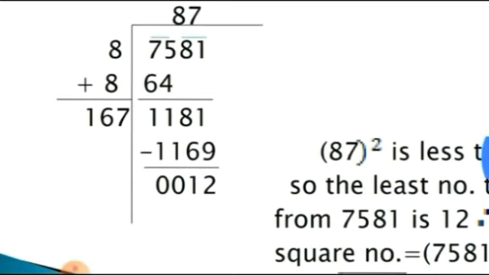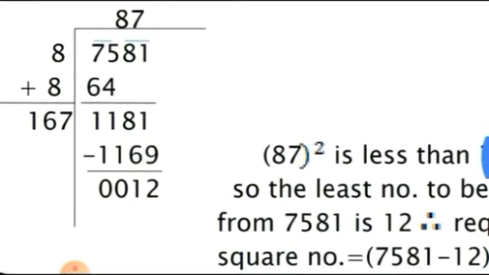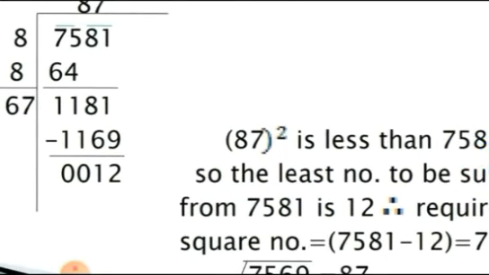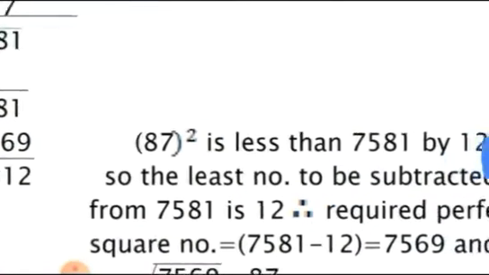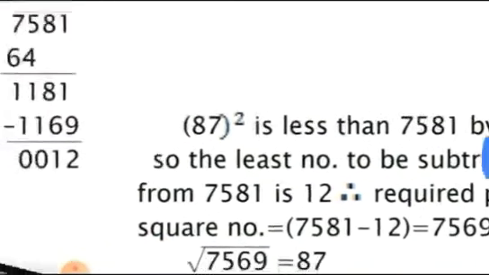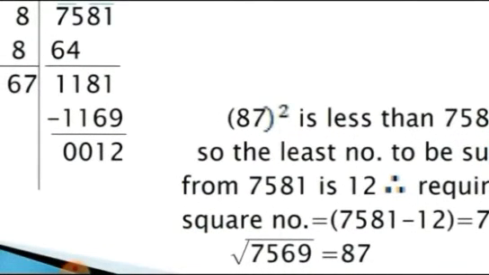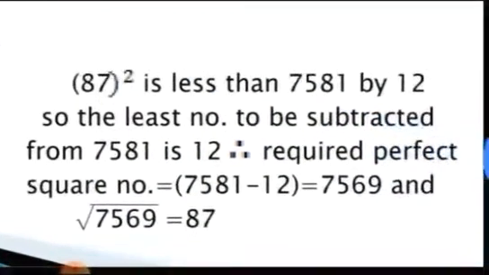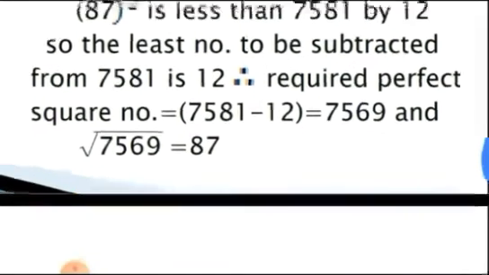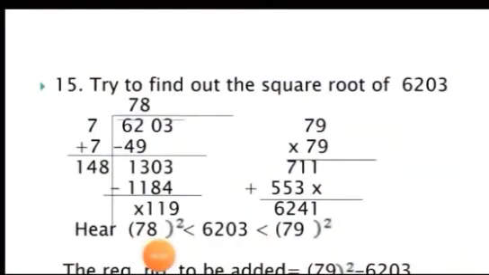7581. First you make the pairs, 81 and 75, 2 periods. Then you divide here. Here the remainder is 12. That means you subtract 12. 87 square is less than 7581 by 12. That means you subtract only the remainder that is left from the given number. So your required perfect square number is 7581 minus 12 equal to 7569, and the square root of 7569 is equal to 87.